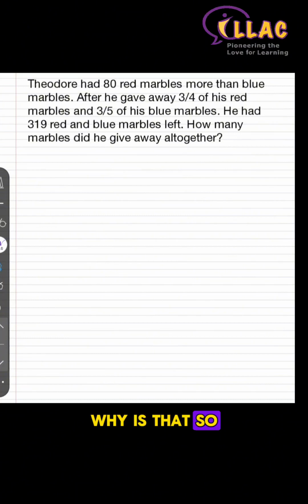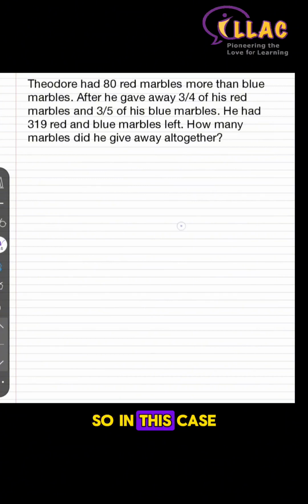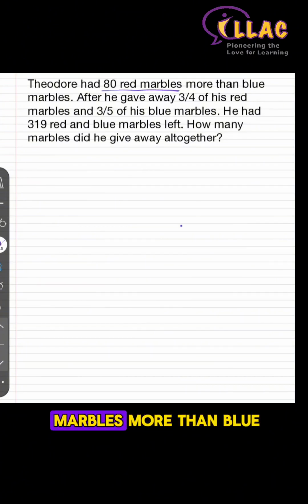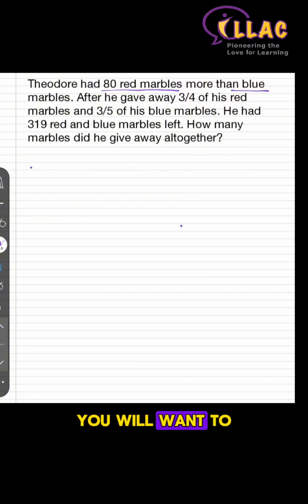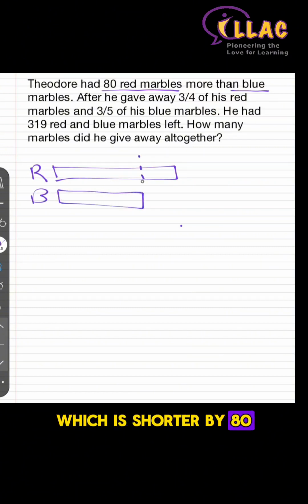Why is that so? Let me break down the question for you and you will know where the known and the unknown come out. So in this case, Theodore had 80 red marbles more than blue. So very naturally, you will want to draw it this way. The red will have 80 more than the blue, which is shorter by 80. So you label them, this is 80.